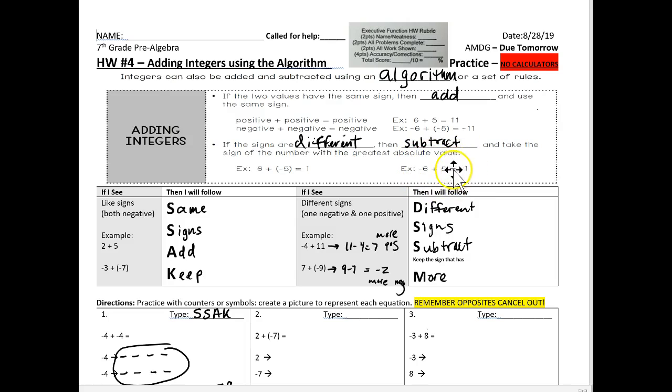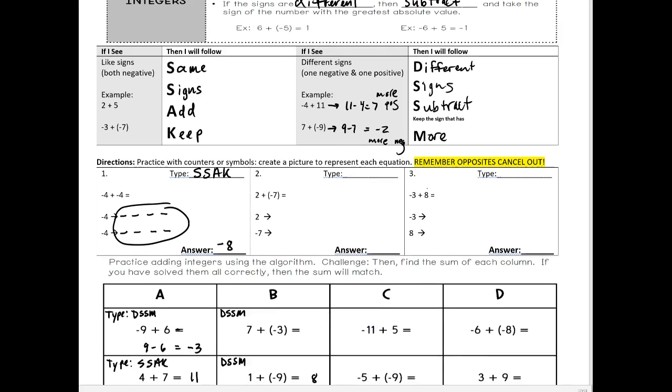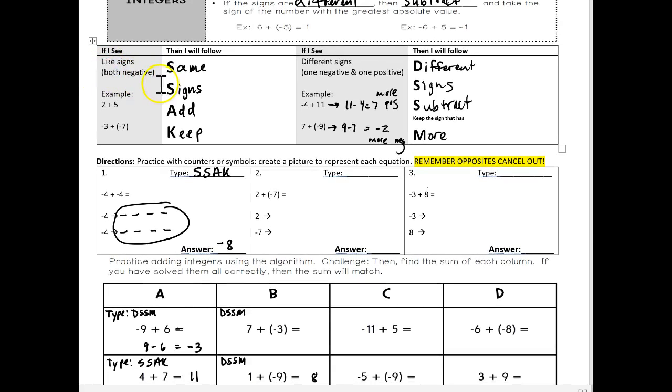I like to think of the rules like this. If I see like signs, they're both negative or both positive, it's going to say same signs, add, keep: SSAK. That's how I quickly remember that. This becomes almost like a direction book for me. If I can identify a problem as SSAK, it tells me exactly what to do. If I have same signs, it tells me to add and keep the sign.